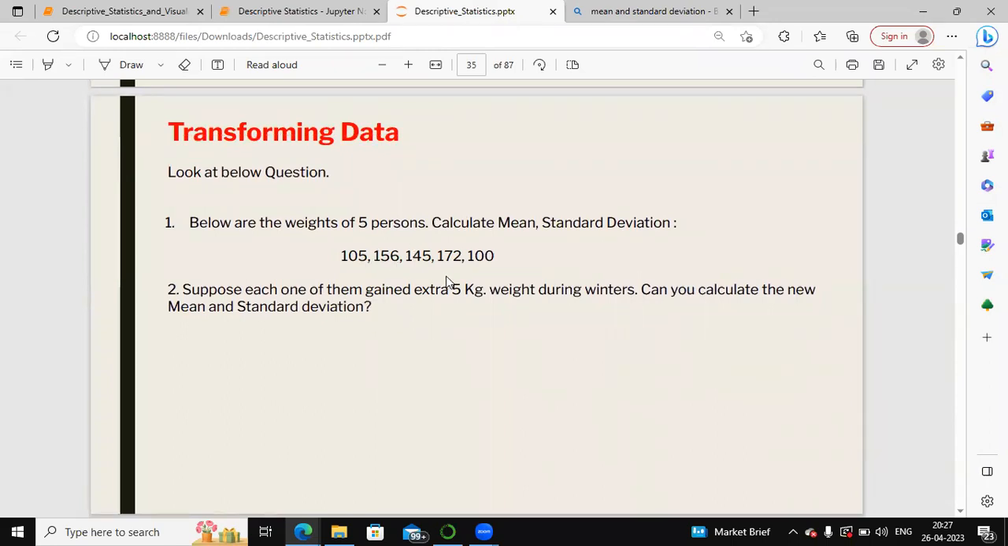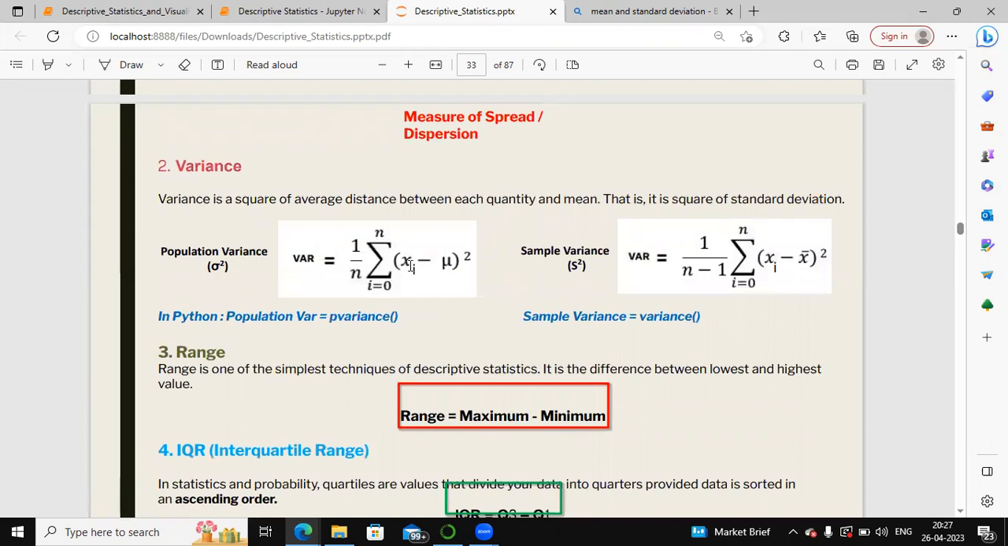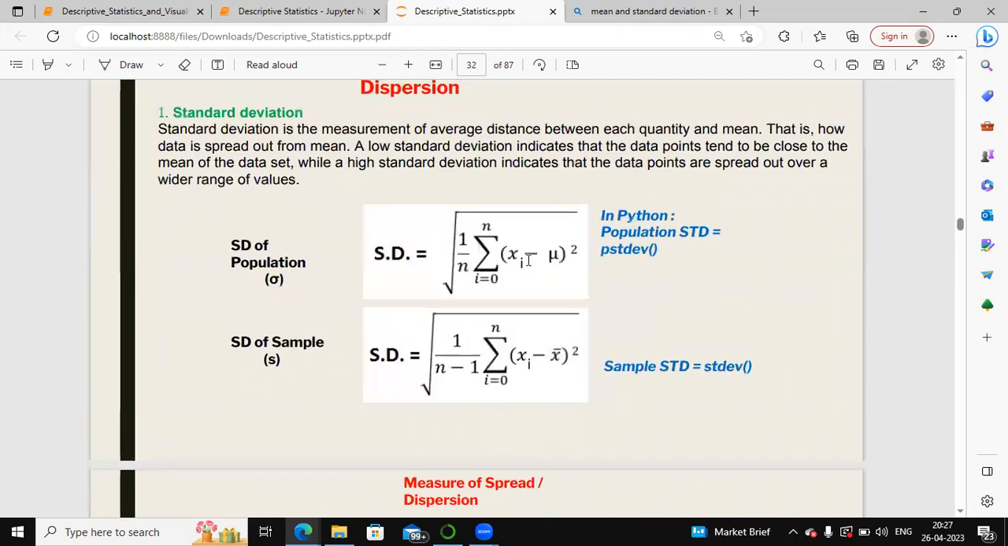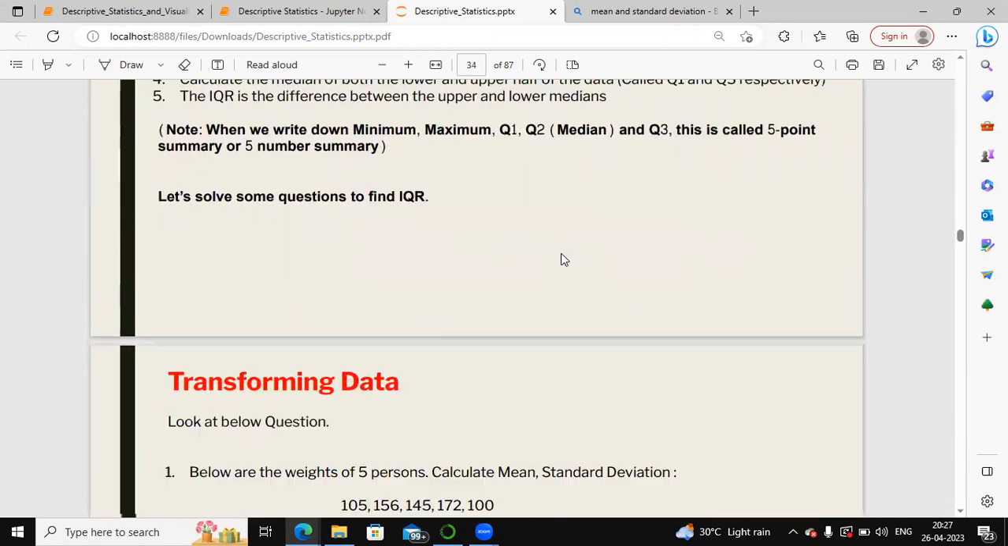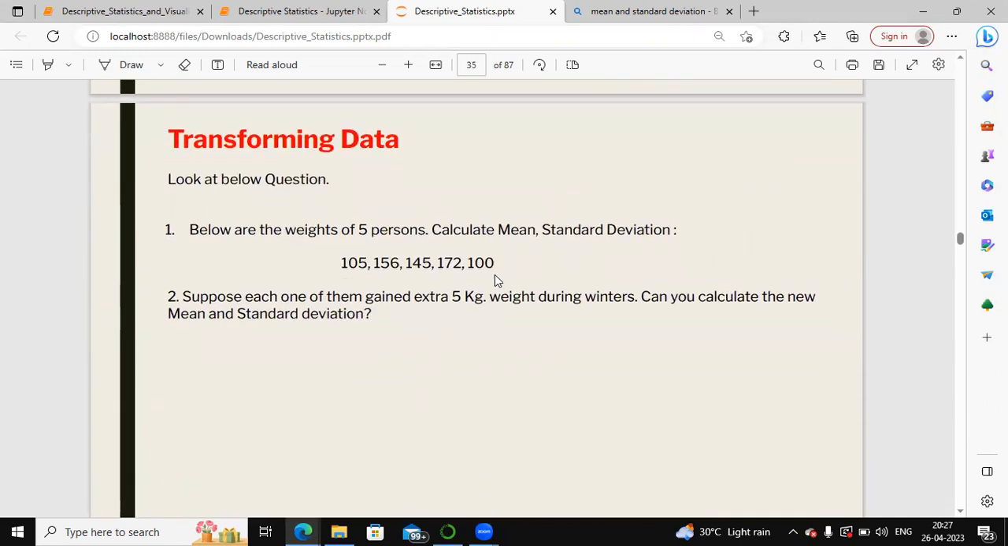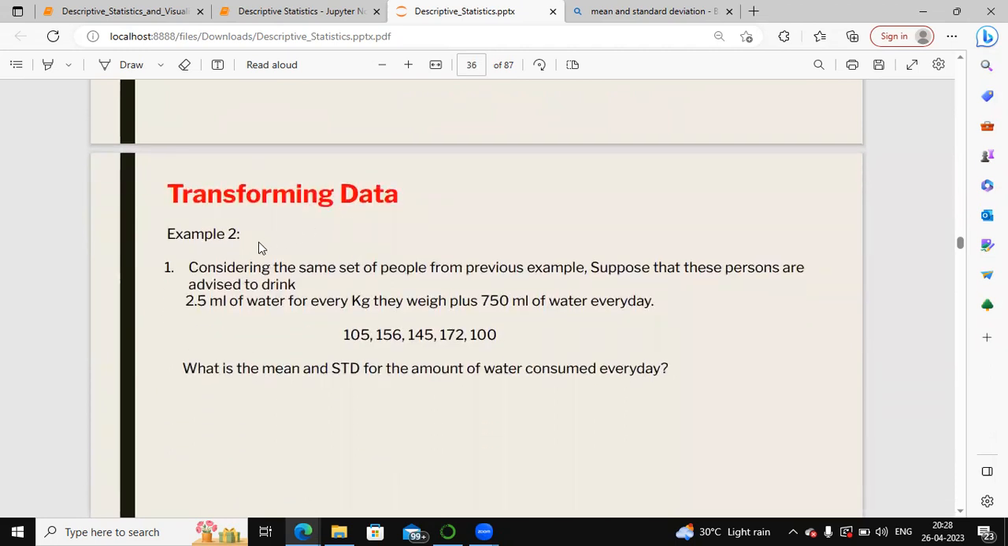Okay, but if you are actually adding to the weights that are already given, it's not going to change, because at the end of the day, it's all about xi minus mu. So in xi minus mu, whatever extra 5 you get here will get subtracted. So at the end of the day, the standard deviation remains constant if all the data points are increased by a constant value. Now let's consider the same set of people from the previous example.